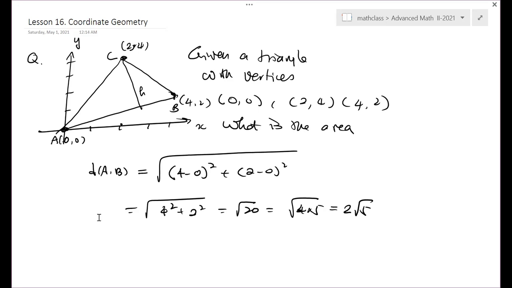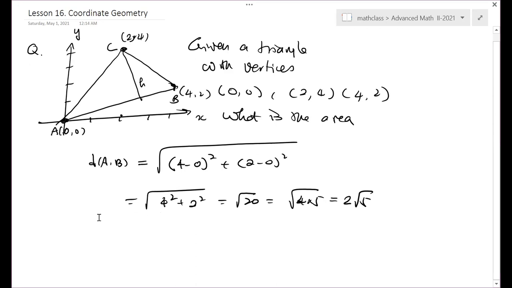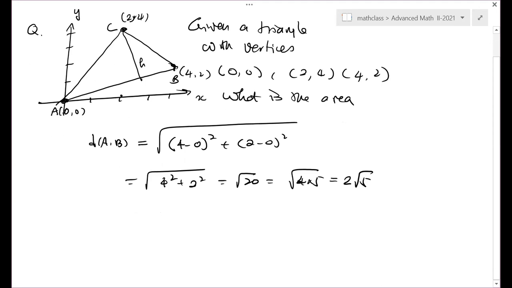The question is, can you find the height? That's a bit different problem. Finding the area and finding the height are totally different problems. If you find the height, you can determine the area because I already know the base side: the distance between A and B is 2 square root 5. The area is going to be half of the base times height. So that's a relationship. If you know the height, you know the area. If you know the area, then you know the height. So which one is first? Chicken first, egg first? All right, what do you want to do?